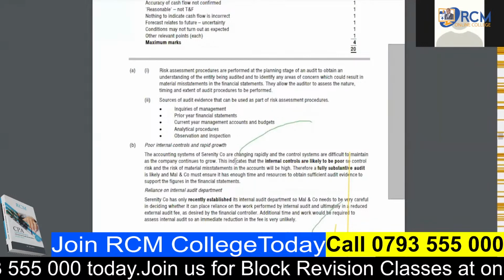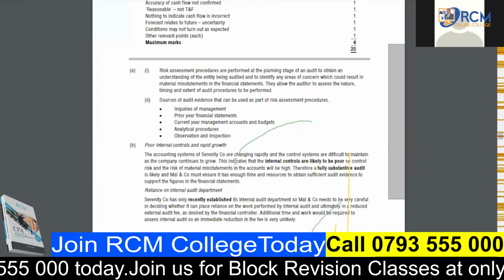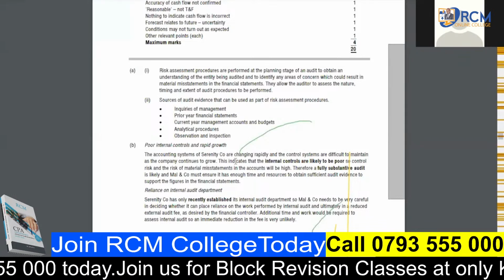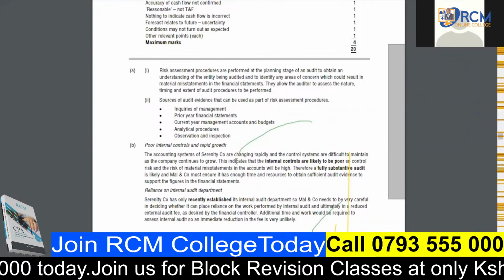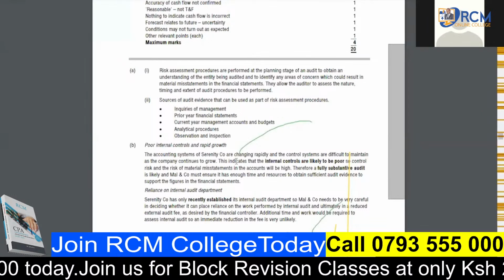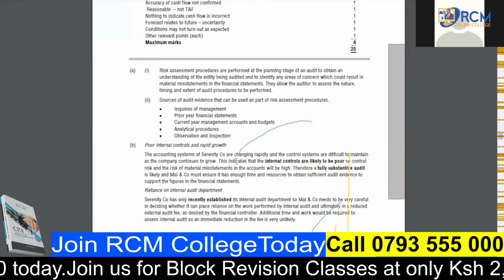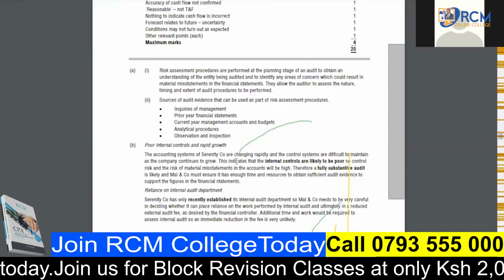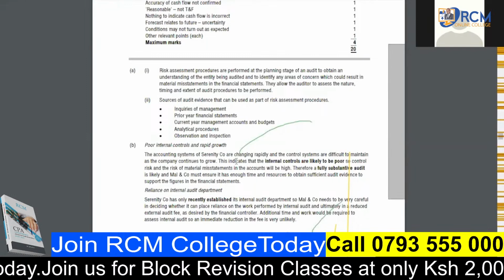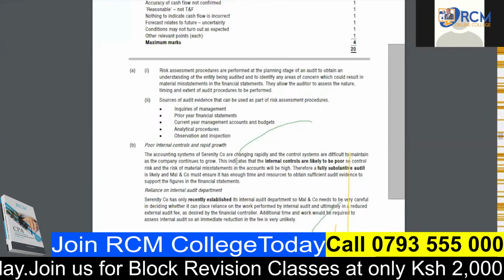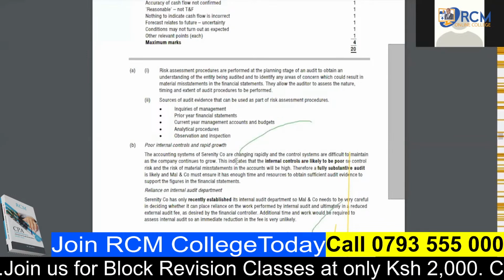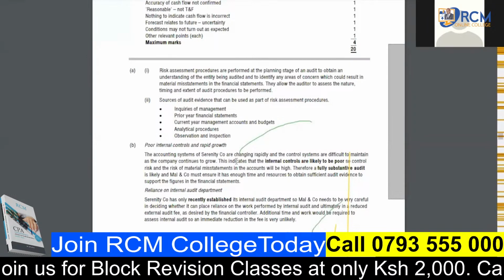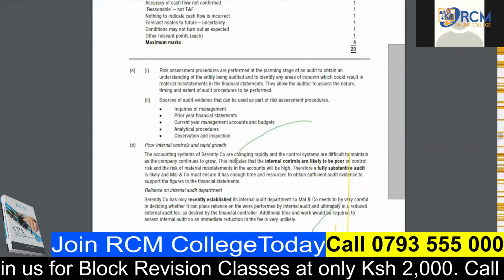Now, poor internal controls and rapid growth. The accounting system of Serenity Company are changing rapidly, and the control systems are difficult to maintain as the company continues to grow. This indicates that the internal controls are likely to be poor. So control risk and risk of material misstatement in the account will be high. Therefore, a fully substantive audit is likely, and Marland Company must ensure it has enough time and resources to obtain sufficient audit evidence to support the figures in the financial statements.